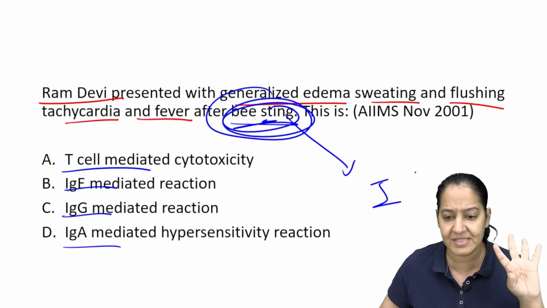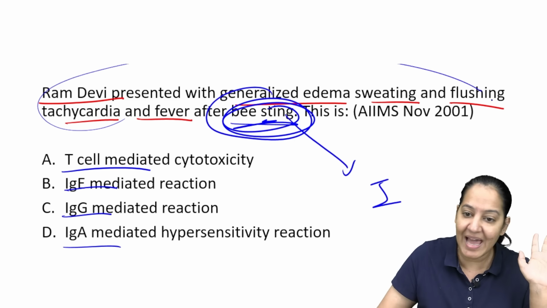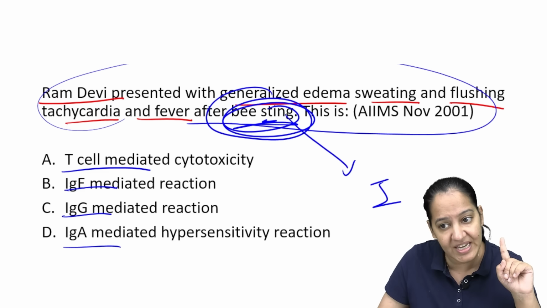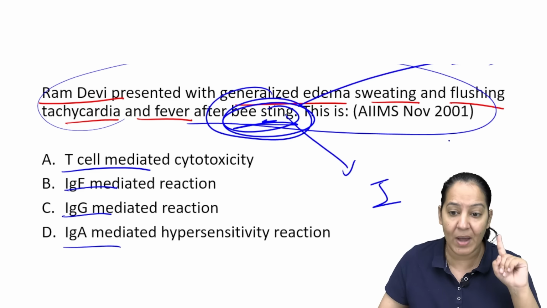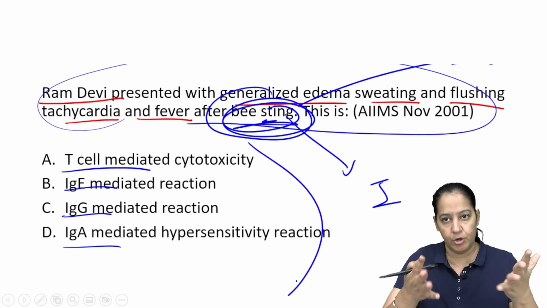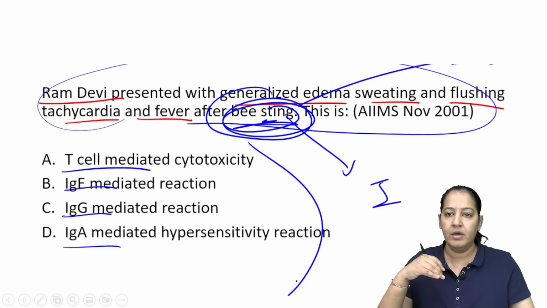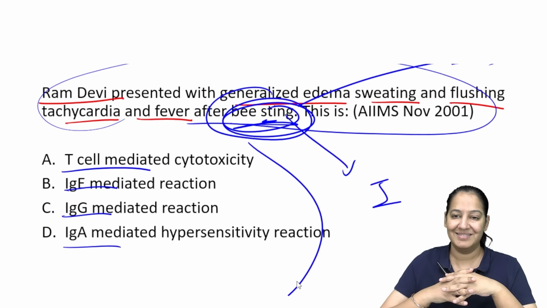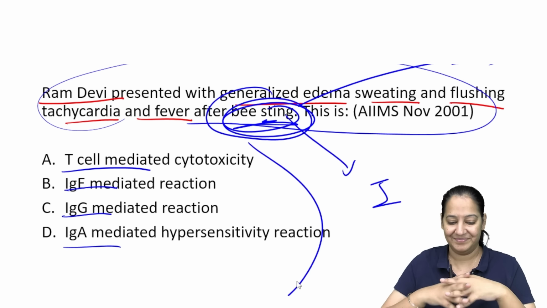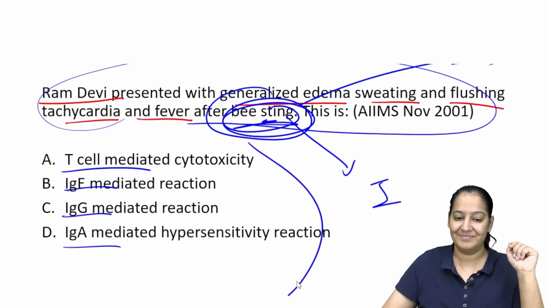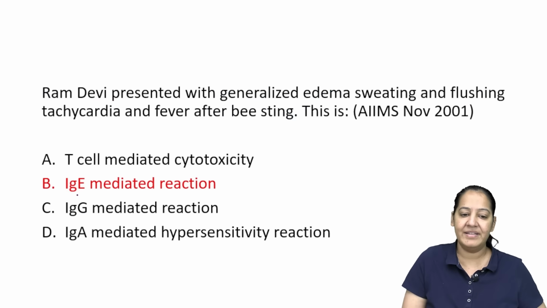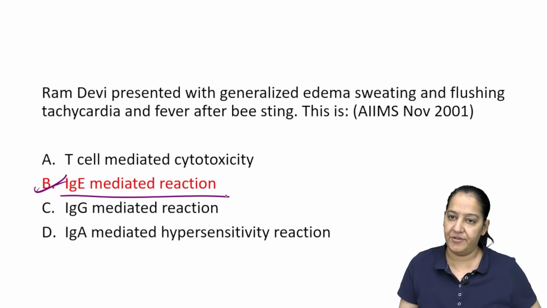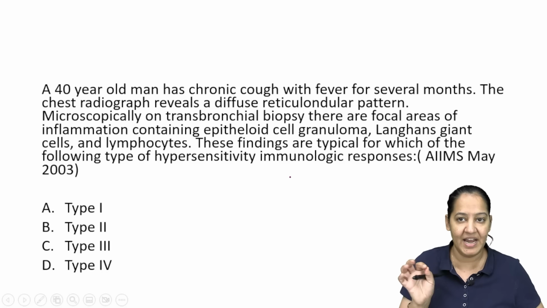All insect stings will lead to allergy. So it is described as an allergy. The symptoms are of allergy after an insect bite. So allergy is type 1. Now give the answer. Can you please try? I had given you a big clue. Can you please try it out now? What is the answer? You all are right. The correct answer here is the IgE mediated reaction, because in type 1 IgE antibodies are formed.